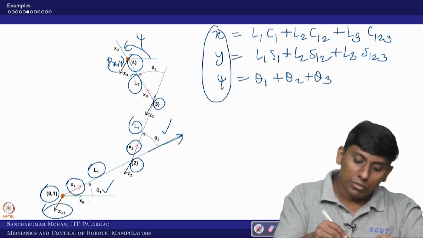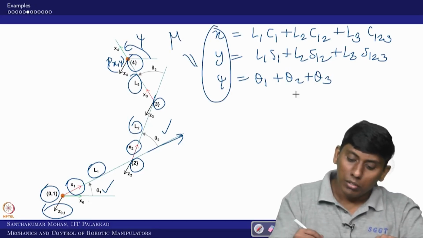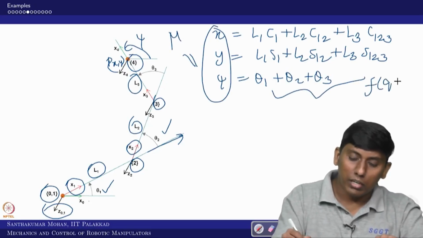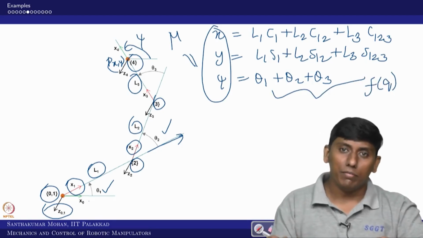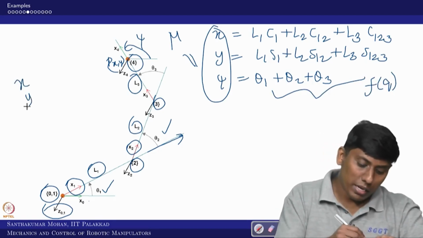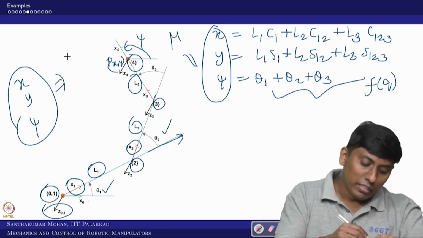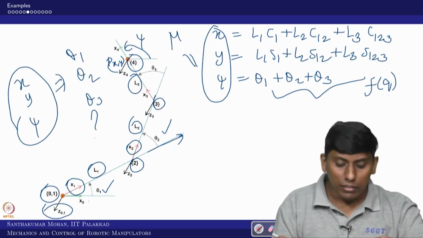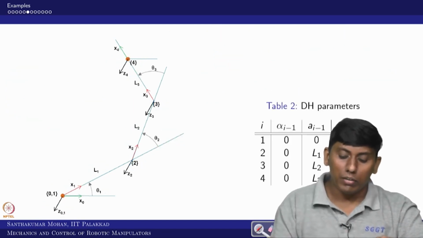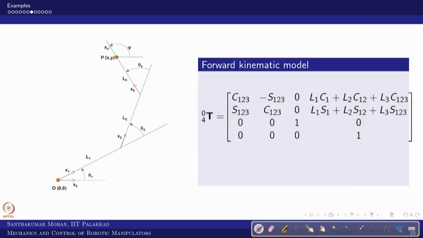So this is related to mu. What is this? This is a function of q, right? In the sense we have done forward kinematics, right? So what do we need? If I give x, y and psi, can I find theta 1, theta 2 and theta 3? Can I find it? Yes, we can do it. For that we will use the DH parameters, we will get these transformation matrices, and then we will see this is the position vector and this is the orientation, right? We got it.